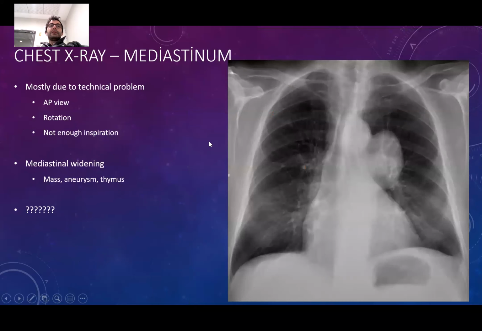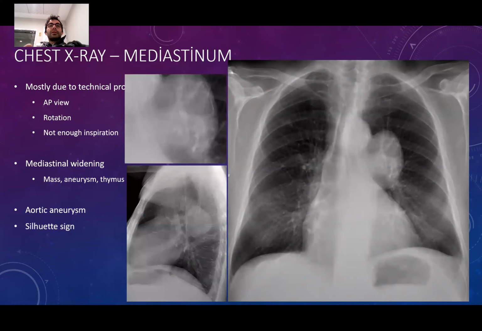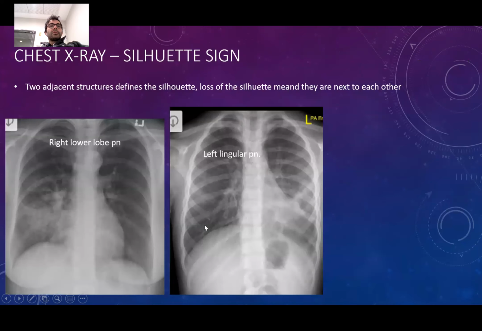In this image, I'm seeing a very remarkable increased density with sharp borders on the left hilum. This can be some pericardial cyst, some pulmonary artery aneurysm, or aortic aneurysm sometimes. It's on the posterior, so it's probably some schwannoma or maybe an aortic aneurysm. So yeah, this patient had an aortic aneurysm.